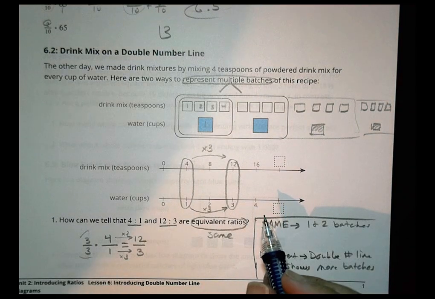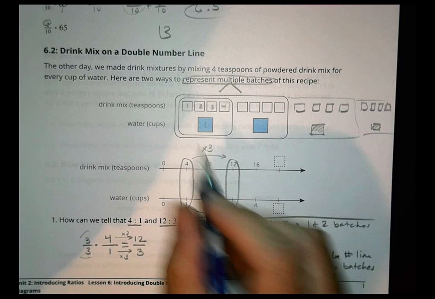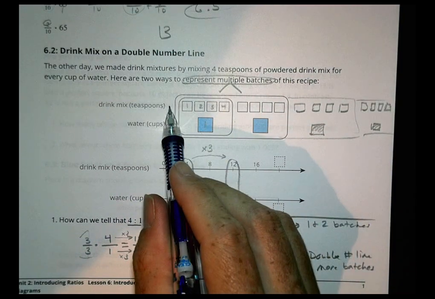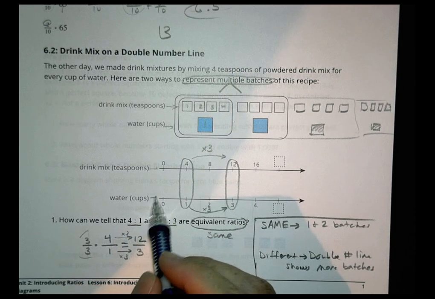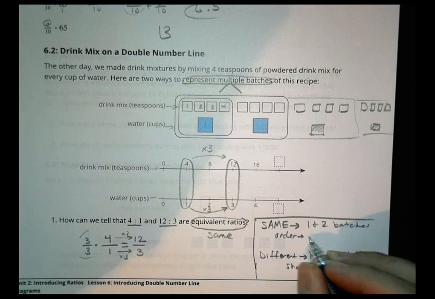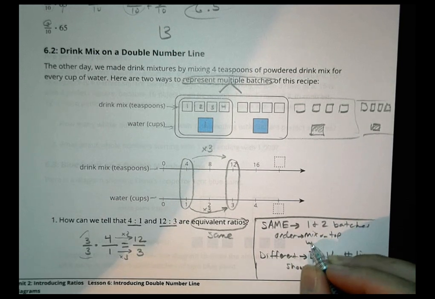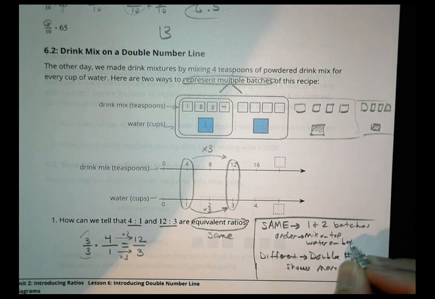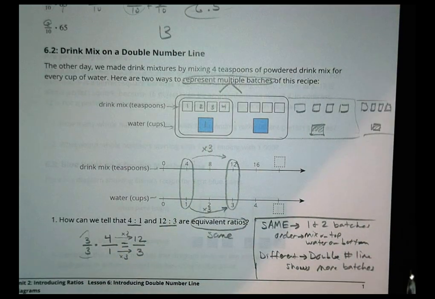Okay? Let's see. In terms of how they're the same, we can see that the drink mix, the picture, has the mix on the top and the water on the bottom. Over here we have the mix on top, water on the bottom. Okay? So we could say the order is the same in terms of having mix on top, water on bottom, right? Is that a big deal? No, just kind of something that's the same there. Okay. And let's see, what else is there?